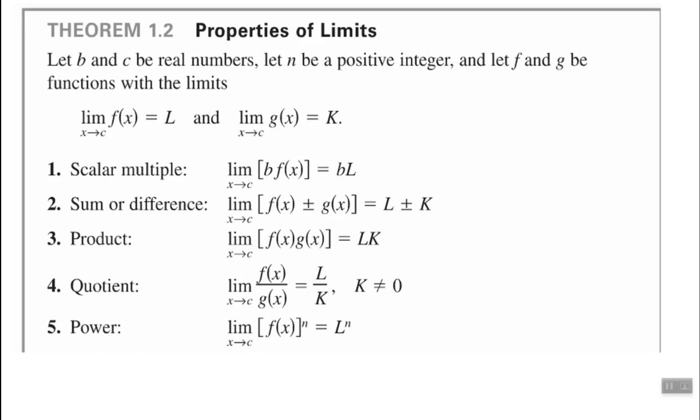And for the quotient rule, the limit of f of x over g of x as x approaches some number c. As we said before, we want to find the limit of each one of those functions as x approaches c, and then divide those results. Capital L divided by capital K, where K cannot be equal to 0, because remember, dividing by 0 is undefined. And number 5, the power rule, the limit of f of x raised to the nth power as x approaches c. Again, we find the value of the limit, and then we raise it to that power.